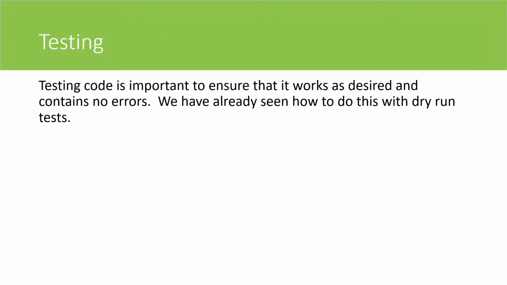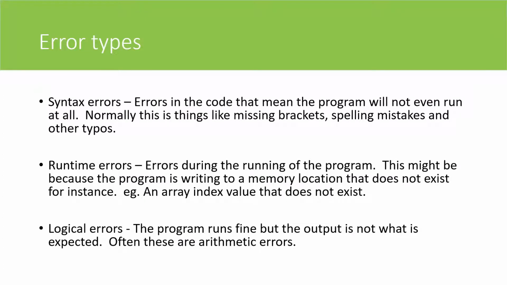Testing code is important to ensure that it works as desired and contains no errors. There are three types of errors that we really need to be concerned with. First of all, syntax errors. These are errors in the code that mean the program will not even run at all. Normally this is things like missing brackets, spelling mistakes and other typos. Runtime errors are errors during the running of the program. And finally, logical errors. This is where the program runs fine but the output is not what you would expect.